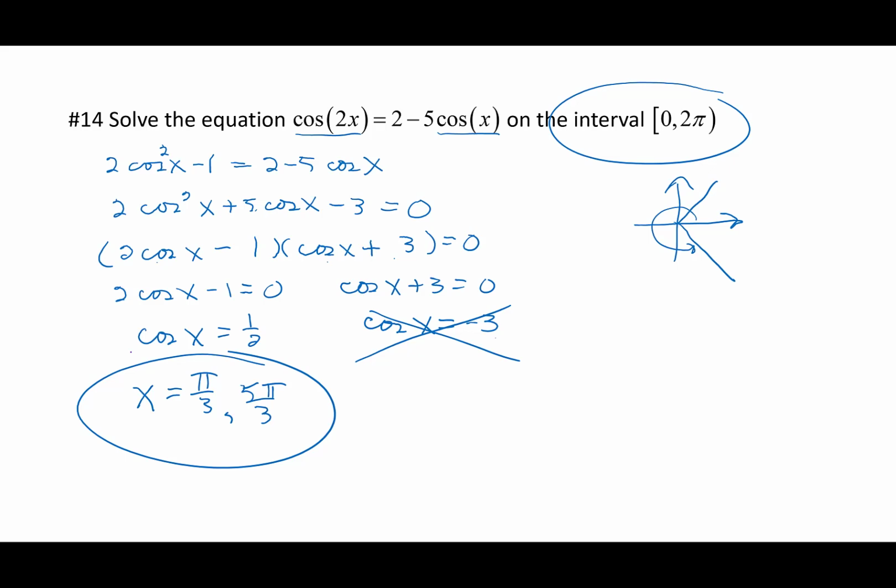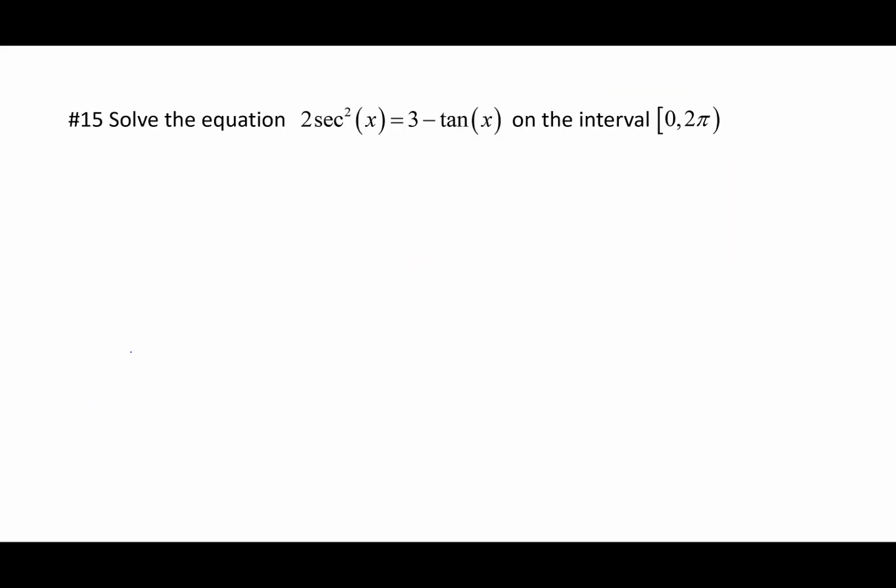Okay, let's go on to number 15, where we have 2 secant squared x equals 3 minus tangent x, and we're solving this equation on the interval from 0 to 2 pi. Well, the first thing I'm seeing is I have a secant and I have a tangent. Let's see what we can do about turning that secant into tangents.